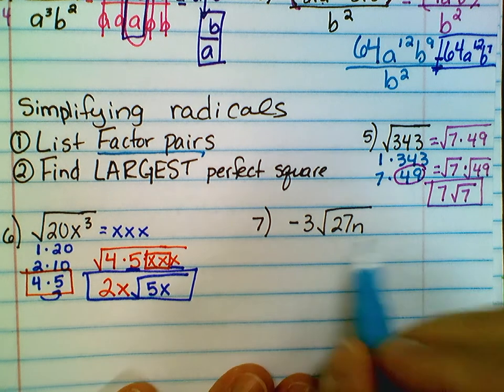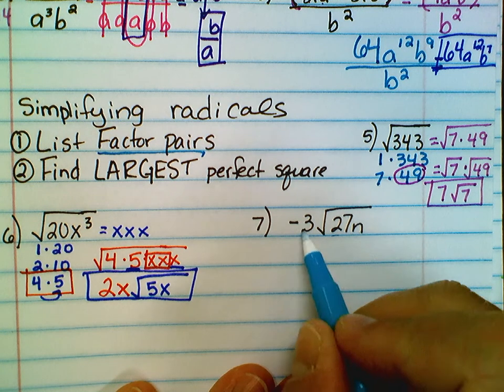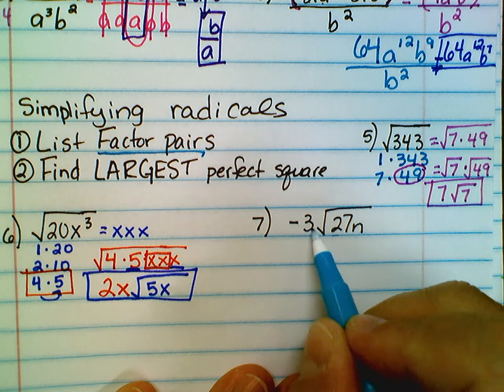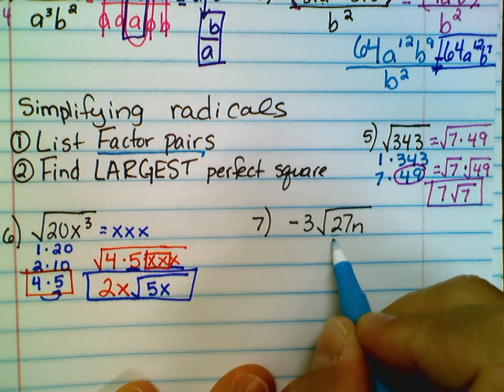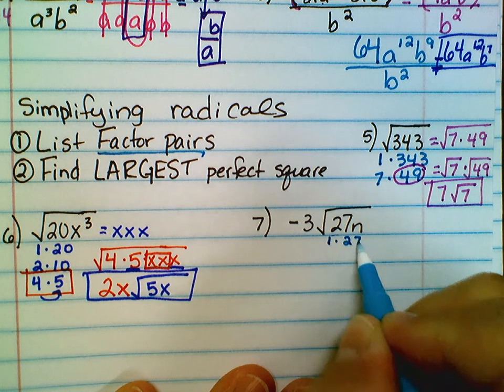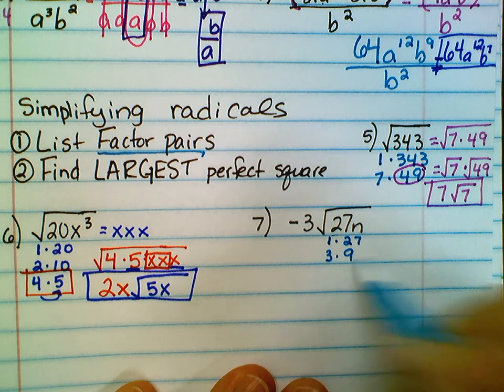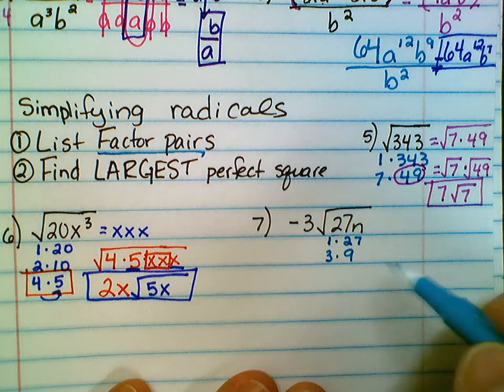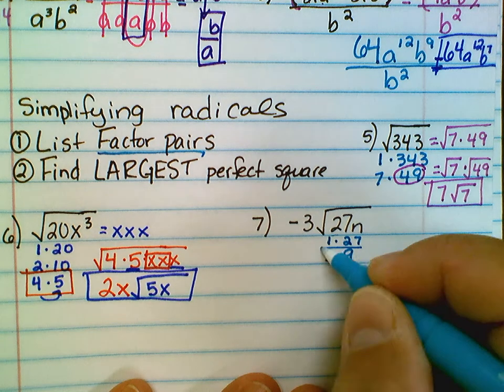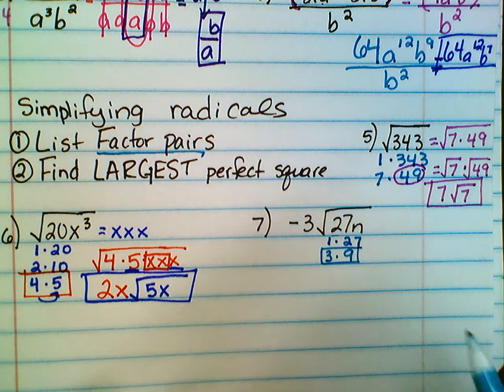All right, then we have the square root of this stuff, and whatever we bring out front, we have to multiply by the number in front. So I have the square root of 27. 1 times 27, 3 times 9, and that is it.